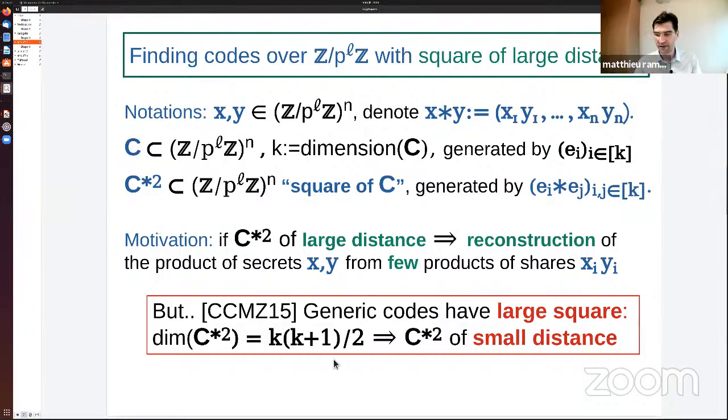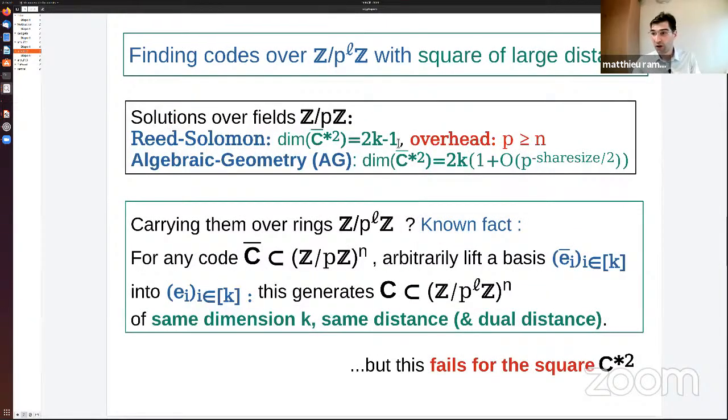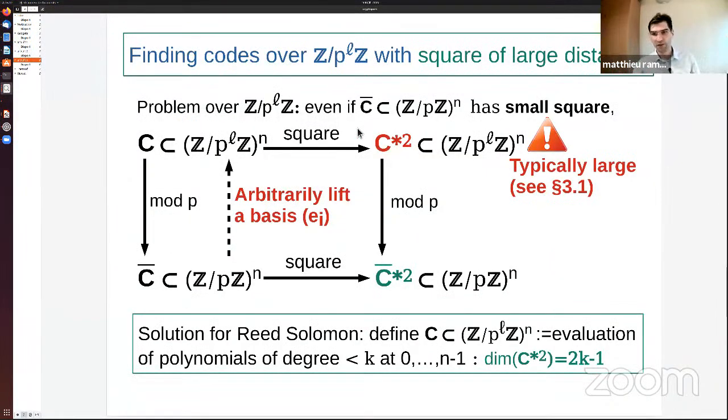The problem is that, in general, the squares of codes over rings are very big. So even if you start from a code over a field which is known to have a small square, it is not guaranteed at all that if you lift the coefficients of the code modulo p to the L, then the square will not be very big.